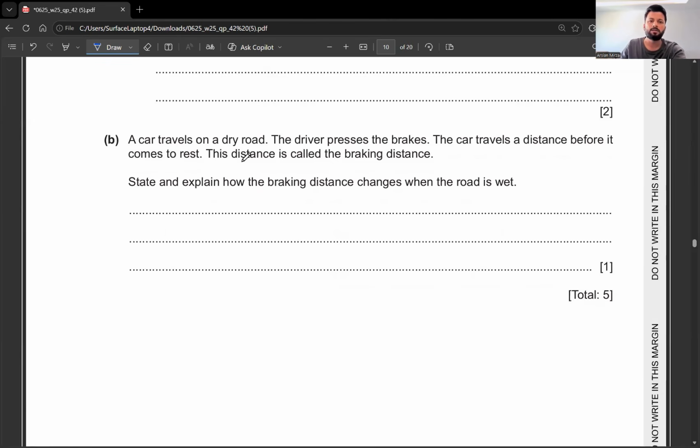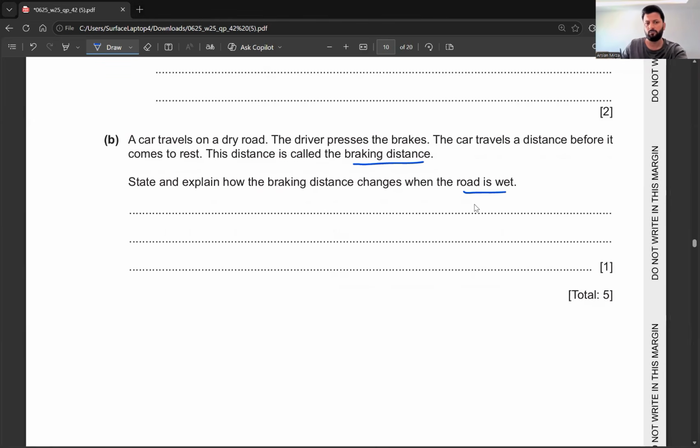B part, a car travels on the dry road. The driver presses the brake. The car travels a distance before it comes to rest. The distance is called braking distance. Explain how the braking distance changes when the road is wet. When the road is wet, friction will be decreased. So braking distance will be increased. The car will take more time to stop.